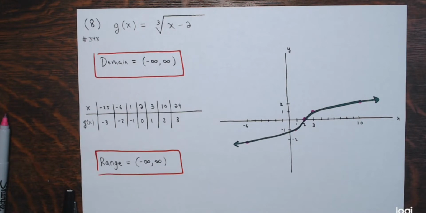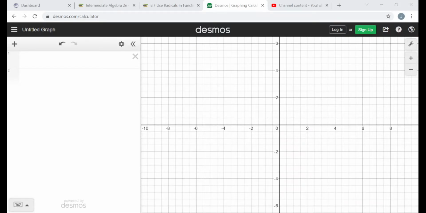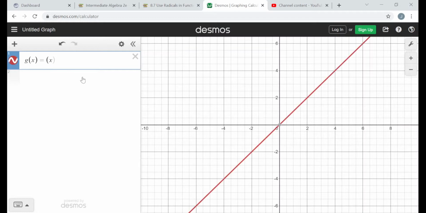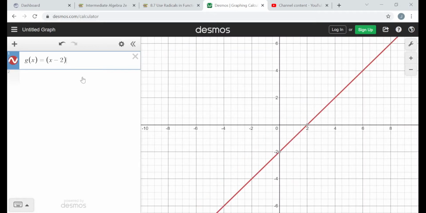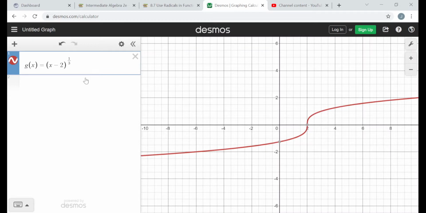Alright, let's take a look. So I'll enter the function as it was given to me, right? g of x equals, and you can find the cube root symbol if you want, but I'll just put the radicand, which was x minus 2, and raise it to the 1/3 power. Remember, raising to the 1/3 power would be the cube root. And here you go.